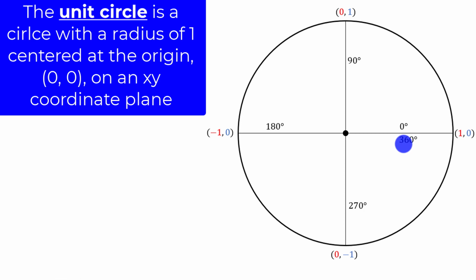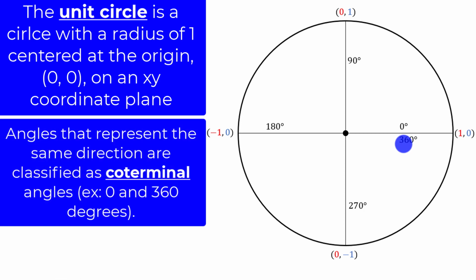Angles that represent the same direction are what we call coterminal angles. So the angle 0 degrees and the angle 360 degrees are coterminal angles. We can also express each of these angles in radians. So 0 degrees is the same thing as 0 radians, and 360 degrees is the same thing as 2 pi radians. Remember that all the way around the circle can be expressed as either 2 pi radians or 360 degrees.